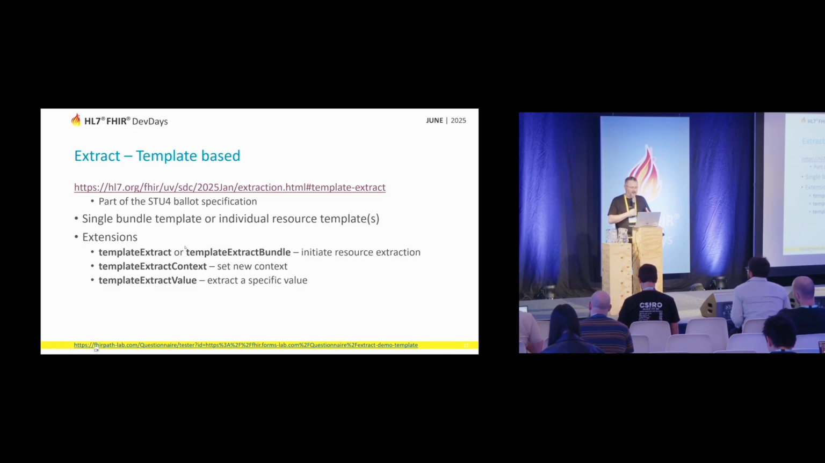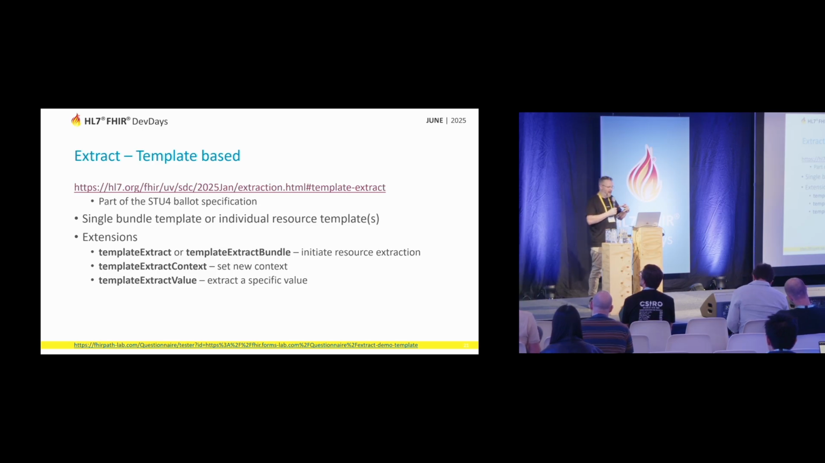So this is brand new. So it was an idea that was brought up a while back and said, hey, wouldn't it be cool if we can just take a sample instance of what I want to extract and use that as the template for extracting.